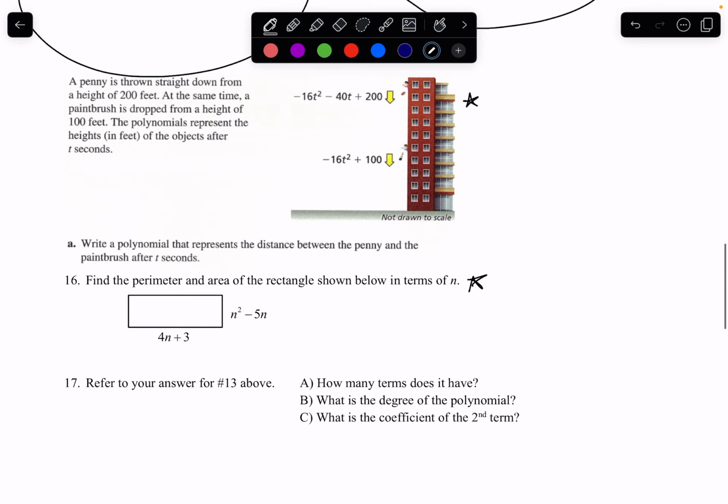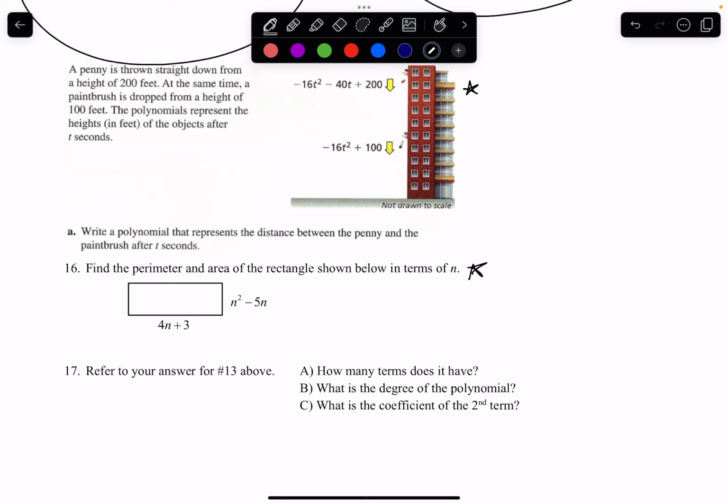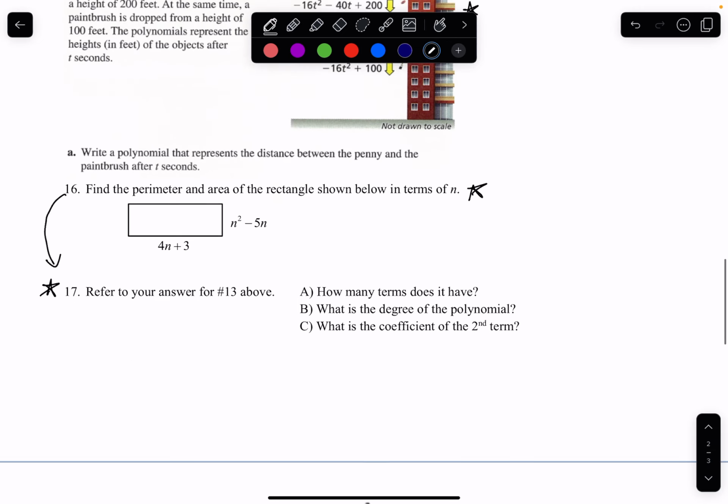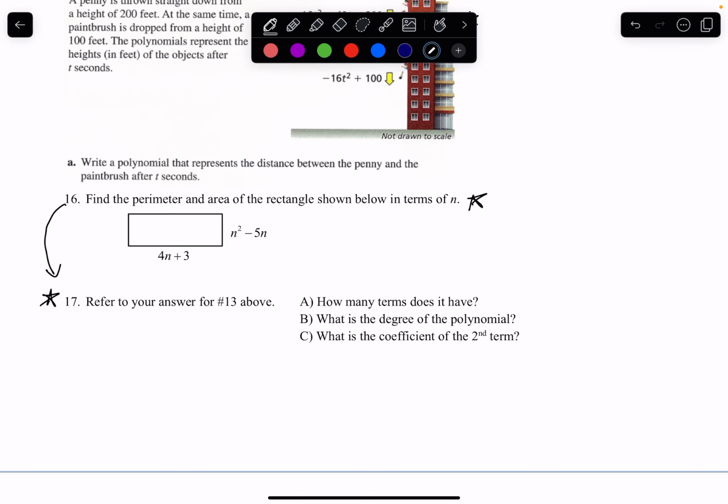But at the end of the last one, it asks you to write down some information based on the definitions you learned at the beginning of the video. So don't skip number 17. You'll use your answer from number 16 to do number 17. Come see me if you have any questions or problems, and good luck.